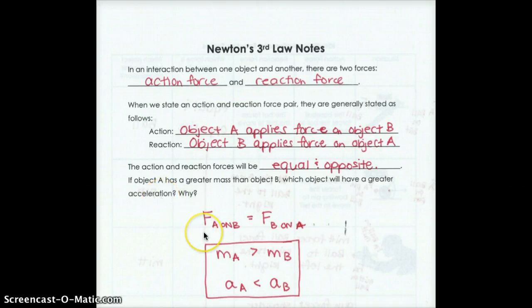So we know that the forces are equal and opposite, but we know that the mass of A is greater than the mass of B, and so I help them to think logically about that situation by giving them something like a baseball and a bat. And so we think about which one's going to be moving faster, and that will be the ball, which has less mass.